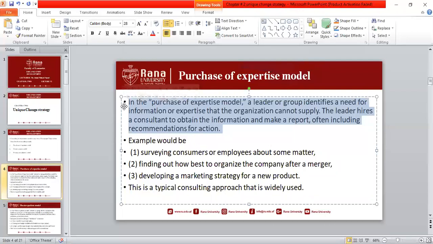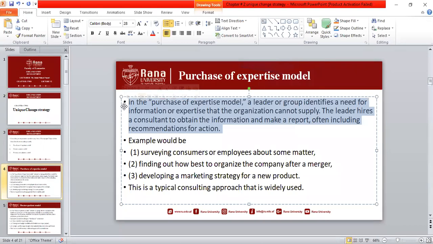In the purchase of expertise model, the leader of the organization identifies the problem at the first stage. First the leader will identify the overall problem faced by the organization. Later on, he or she will call an OD consultant, an OD expert, a person who has knowledge in bringing changes. He will negotiate all the problems with the OD consultant for the sake of bringing a proper solution for the problem. What will be the problem?